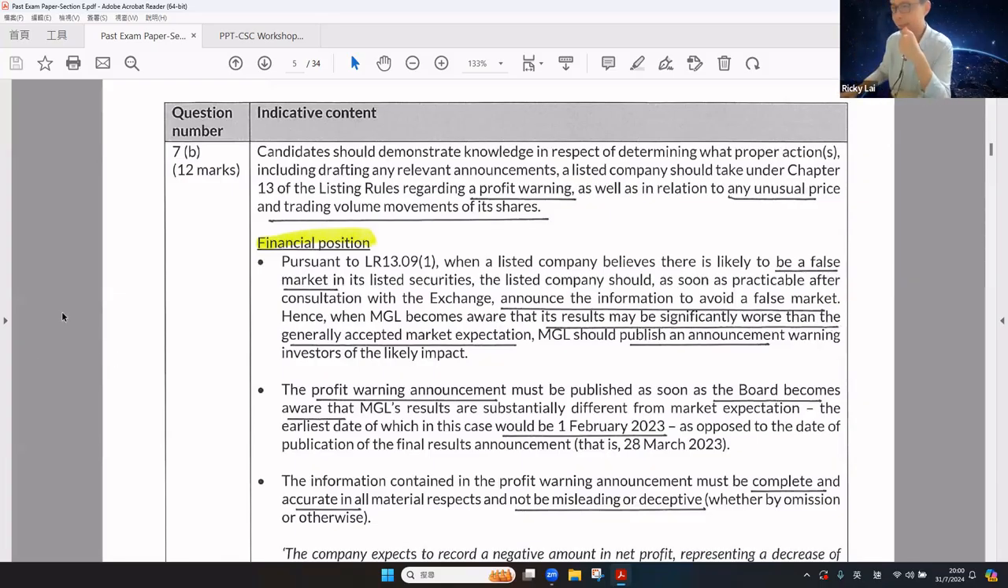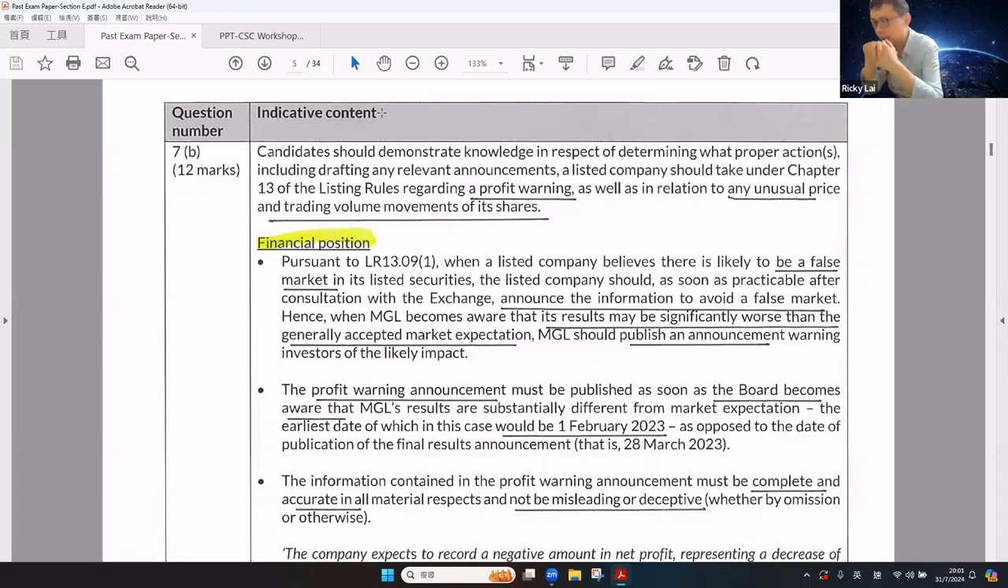Okay, first of all, you can see financial position is one of the headlines. According to the listing rule, when the company believes that there is likely to be a false market in its listed securities, the listed company should, as soon as practicable, after consultation with the stock exchange, disclose the information to avoid a false market. When the company becomes aware that its financial result may be significantly worse than the generally accepted market expectation, the company should publish the profit warning announcement to warn the investor of the likely impact.